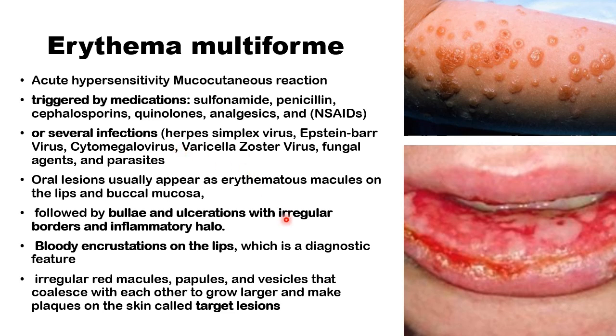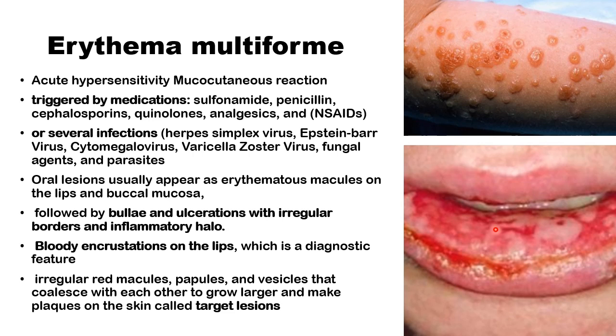The skin lesions are characteristically target lesions. They look like targets. Target lesions are formed of red macules, papules and vesicles that coalesce to form larger plaques and form these target lesions. They are diagnostic. In the oral cavity, they mainly affect the lips and the buccal mucosa.